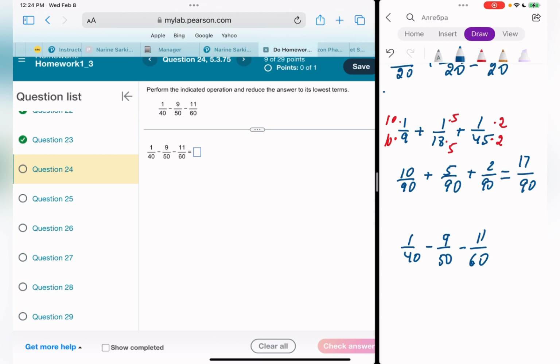By 8, 6 times 8, 48, so 480. Divided by 50, it's not. Then 9: 60 times 9 is 54, so 540. Okay, by 50, it's not divisible. So 600. Is 600 divisible by 40? 15. And is 600 divisible by 50? It's 12. Okay, we got it, 600.